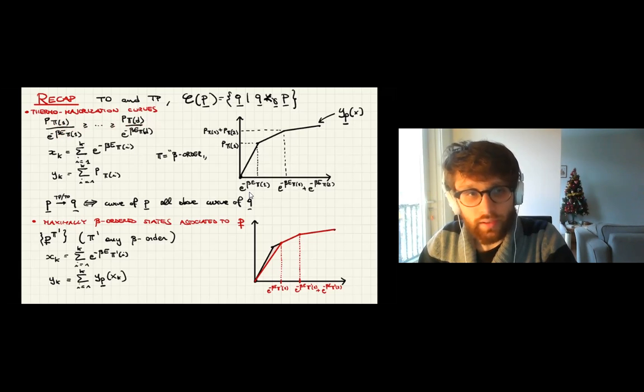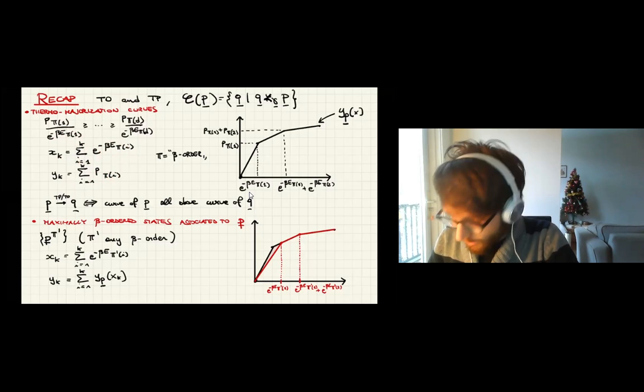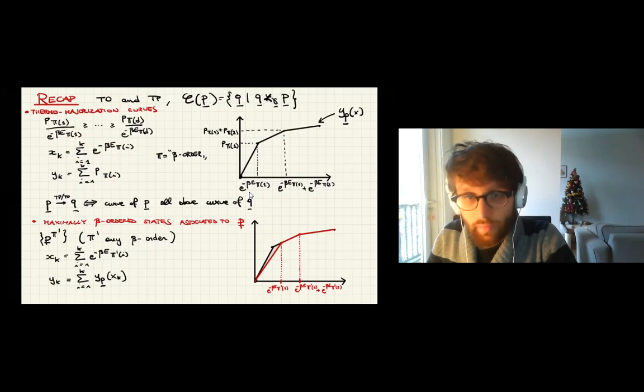And once you have done that, you put on the x-axis the partial sums of these Gibbs weights. In this case, just the sum from i to k of these Gibbs weights that are here in the denominator. And as y's, you just take the partial sums of the probabilities. So here, for example, I've got the first point, which is x1 being e to the minus beta E of pi 1, and the probability is just P of pi 1.